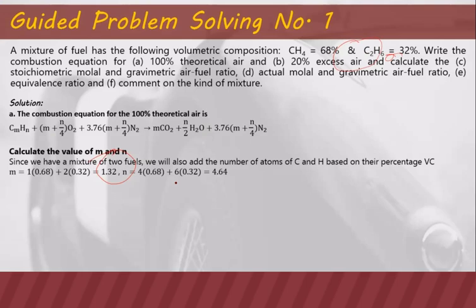And then for our variable N, we again use the 68%, but this time based on 4 atoms of hydrogen, and then 32% of 6 moles of hydrogen. Plugging in, we have 4 times 0.68 plus 6 times 0.32. Then we have 4.64. So that's the equivalent amount of carbon and hydrogen atoms for this situation. Then we can substitute this into our equation.